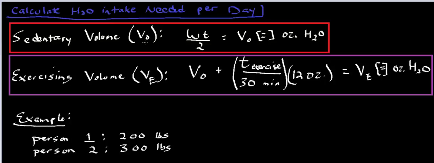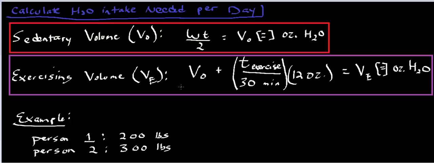And this is a pretty easy calculation. All you're going to do is take the person's weight in pounds. In one case it's going to be 200 pounds, and you just divide that number by 2. The number that you get when you do that is basically the number of ounces of water that you would need to drink if you're just sedentary and there's no exercise. So that's a pretty straightforward calculation.